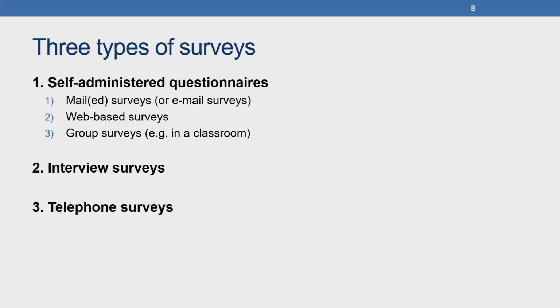Based upon the discussion that I have had so far, we can have three types of surveys. One is self-administered questionnaires, or self-administered surveys, wherein the interviewer approaches the interviewee personally. There is a physical interview. It can be either a physical interview, or we are self-administering the questionnaires through a certain medium. It may be email surveys, web-based surveys, or group surveys in a classroom.